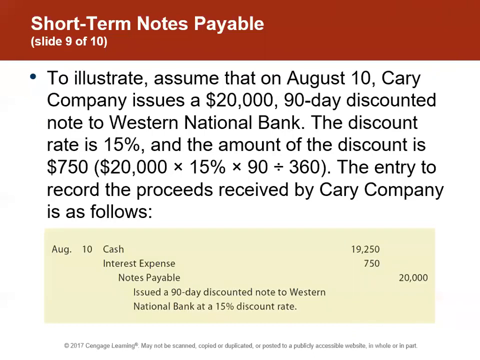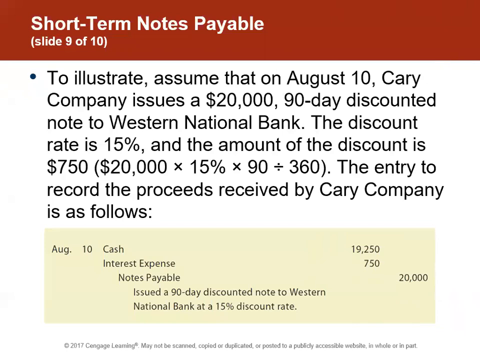So to record the entry of that note issuance, notice it changes. Now we're recognizing that interest expense up front. We're the borrower, we got cash. The cash amount we got was the face value of $20,000 minus that discount of $750. So we're taking the interest off up front, we're paying the interest up front. We're getting cash of $19,250, and we're recognizing interest expense of $750. But then when the note matures in 90 days, we're going to pay them the $20,000.